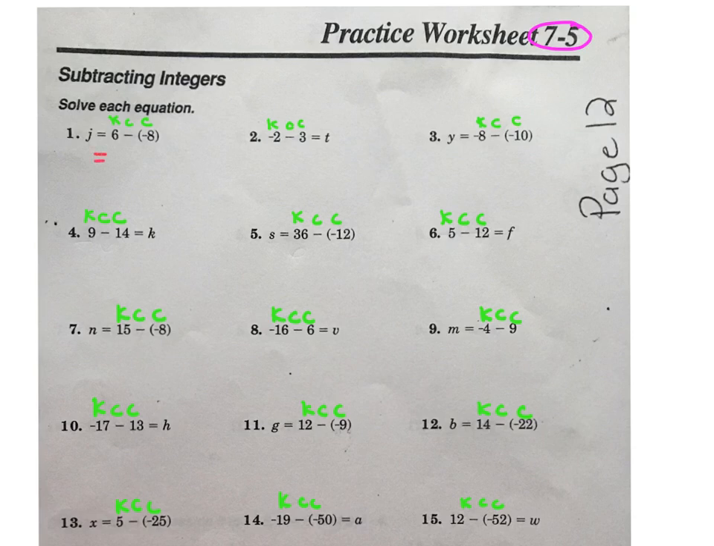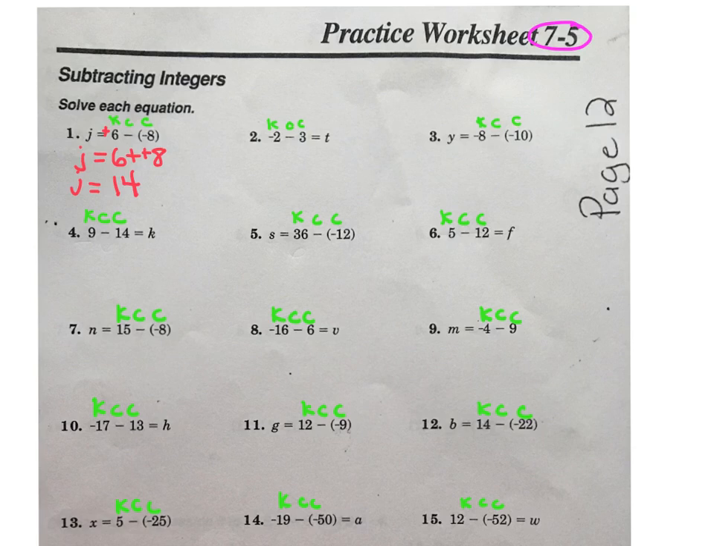Here we go. This 6 is certainly a +6. Keep +6, change subtraction to addition, and flip that -8 to its opposite. We have a +6 plus a +8. We get 14, +14. Let's move to the next problem.